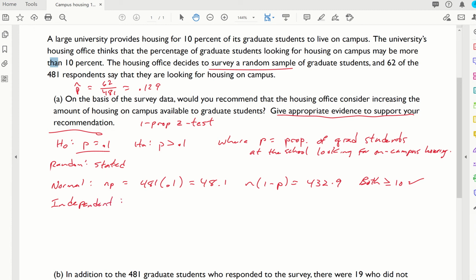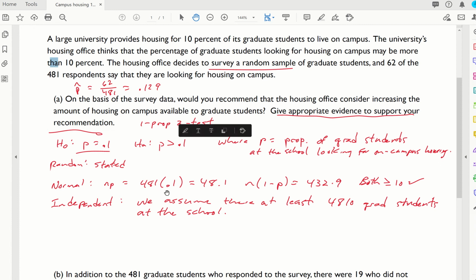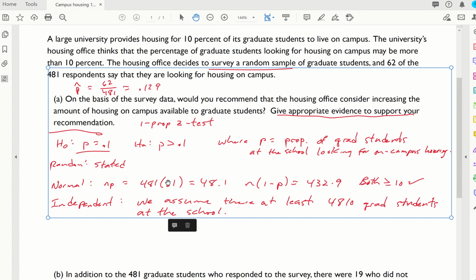And independent: it's a large university, so we have to assume there are at least 4,810 grad students at the school. At a large university, that's a fairly good bet, I would say. Okay, so those are the conditions. I'm going to go ahead and erase what I've got here because we need more space. You can always go back and look at this if you need to.